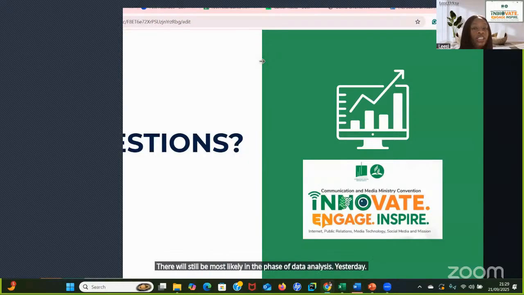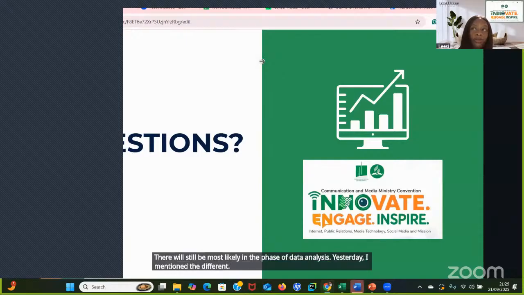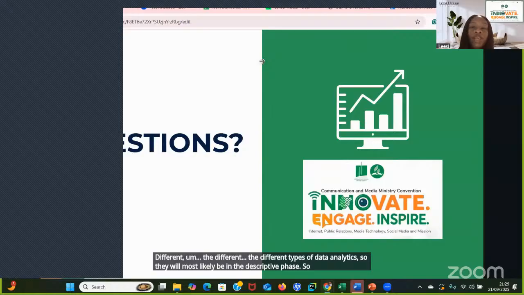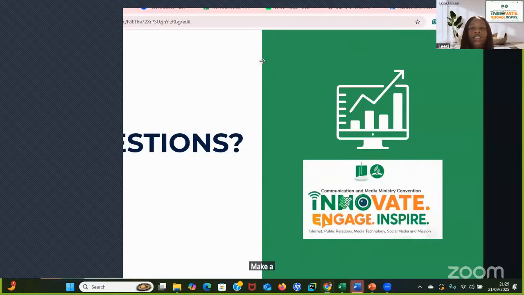Yesterday, I mentioned the different types of data analytics. So they will most likely be in the descriptive phase. So when you make a research on what is in demand, you now begin to find out, okay, what are the courses I can take to be able to equip me with these skills? You cannot know everything in data analytics. It's not possible.